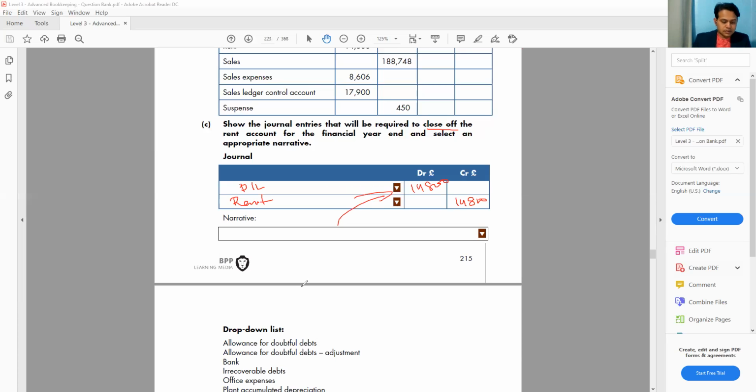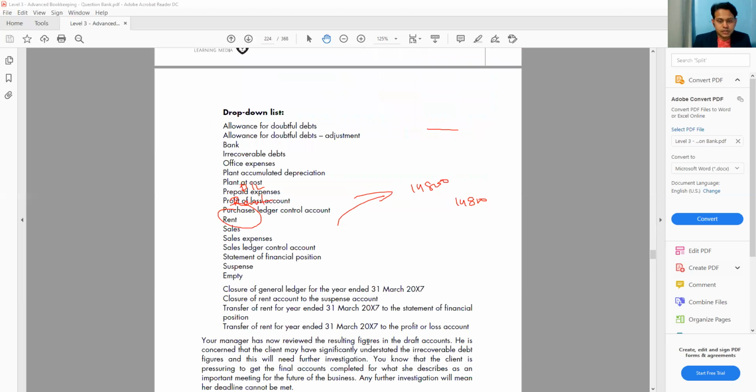All right, so the narrative is very easy. All you need to say is transfer the rent for the year end to profit and loss account, nothing else, because you're transferring all these expenses to the profit and loss account. So this one will be the narrative: transfer the rent to the profit and loss account for the year end 31st of March 2007.